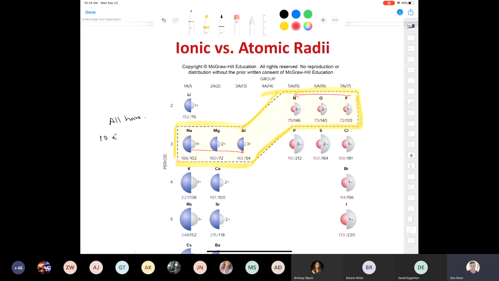Another way that you can think about it is that the more negative charges that you have, those outer electrons are going to repel each other slightly, and so the ionic radius is going to get larger and larger. Does that make sense to you guys? Give me a thumbs up if you follow me on that. The higher the charge on a cation, the smaller the ion is going to be, and the higher the charge on an anion, the bigger it's going to be.